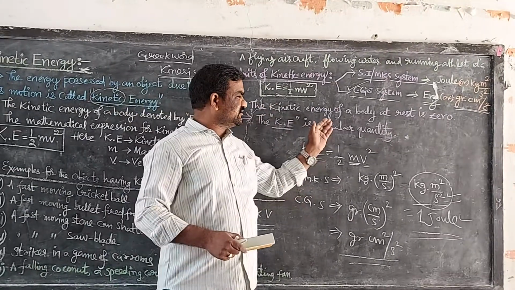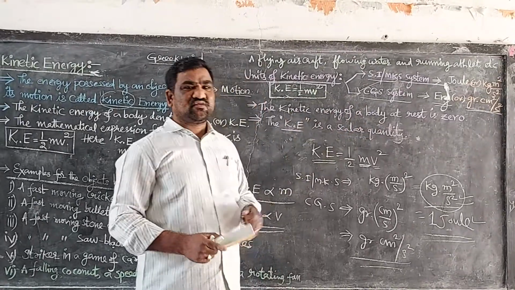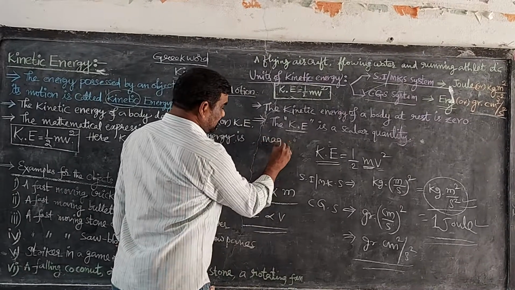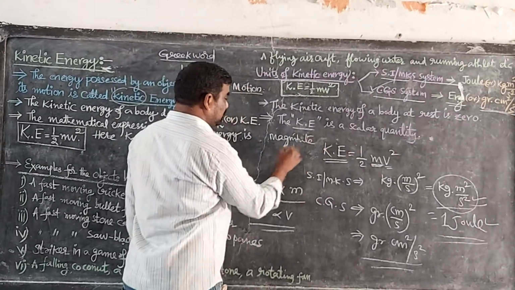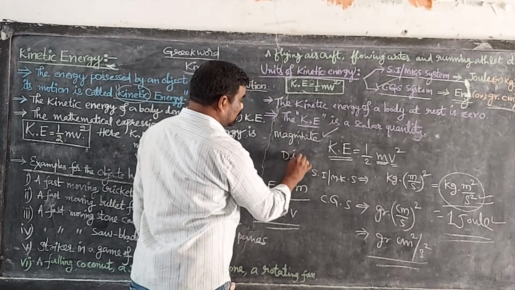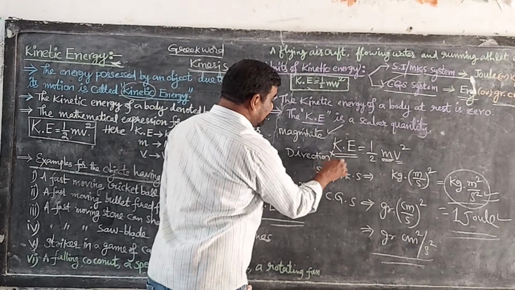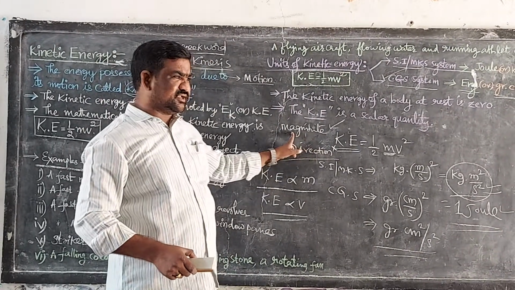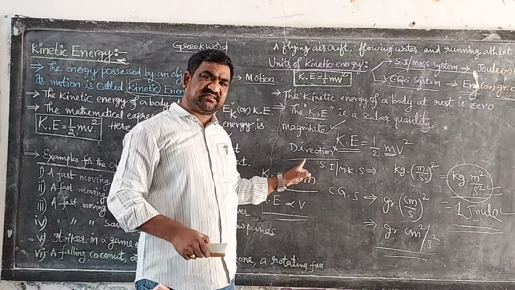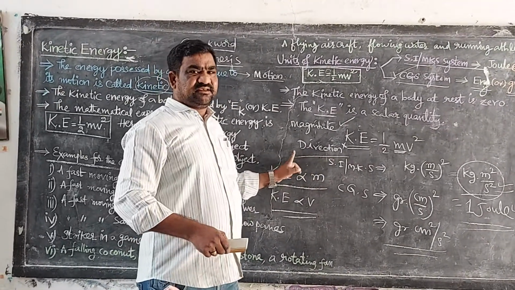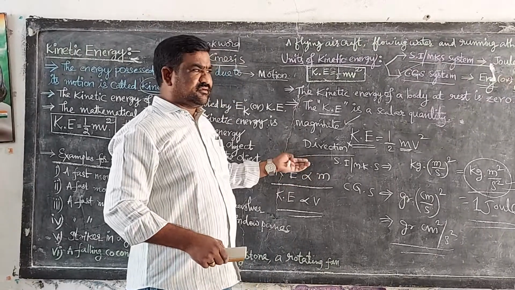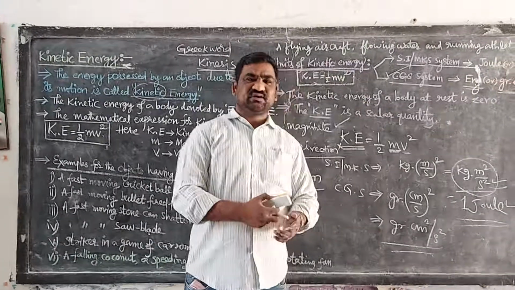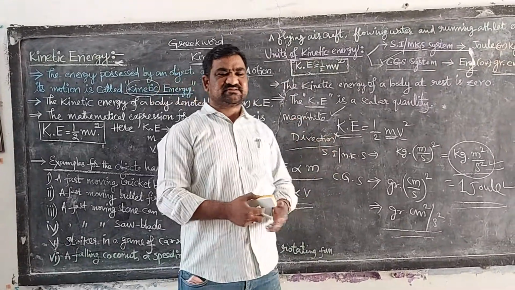Here the kinetic energy is a scalar quantity. That means it has only magnitude, but it has no direction. That means we can express the kinetic energy by using its magnitude only. We need not write or specify the direction of kinetic energy, in which direction it is acting. So that's why kinetic energy is a scalar quantity. It has only magnitude, it has no direction.